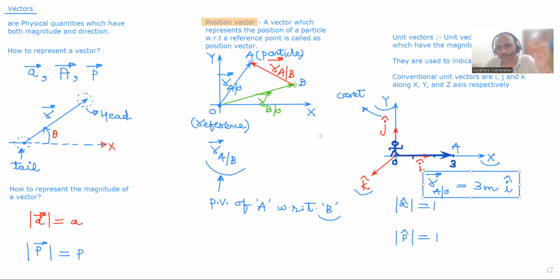Are unit vectors only used for the position, or can they be used for terms like velocity as well? Velocity also, because they indicate the direction. So if an object is moving with a velocity of say 4 meters per second along positive x-axis, we will write 4 meters per second I cap. That's it. Okay. Understood?